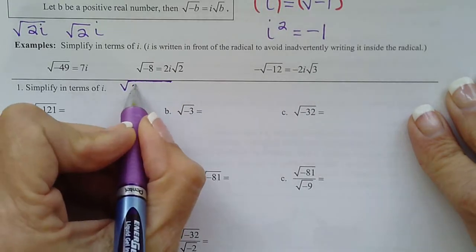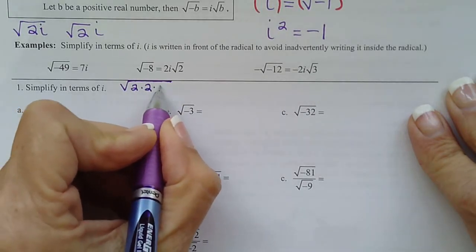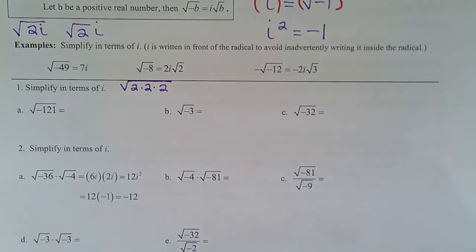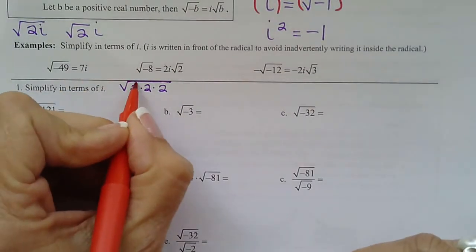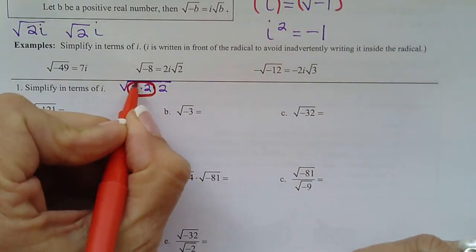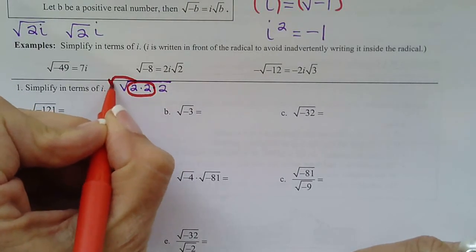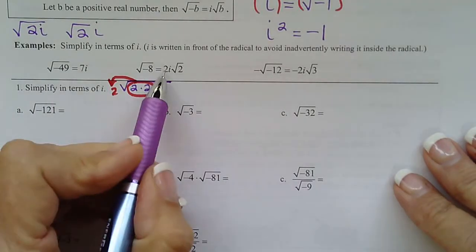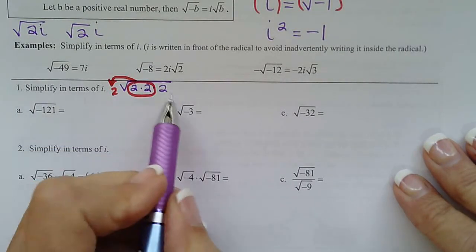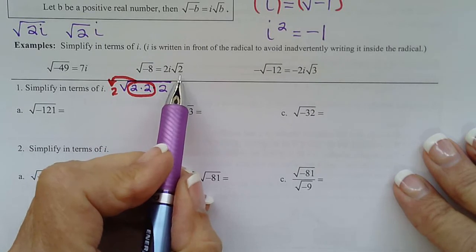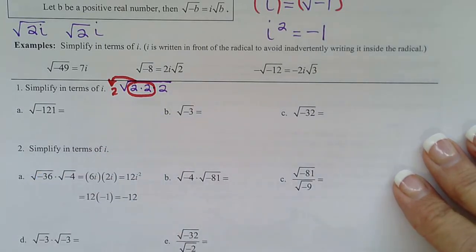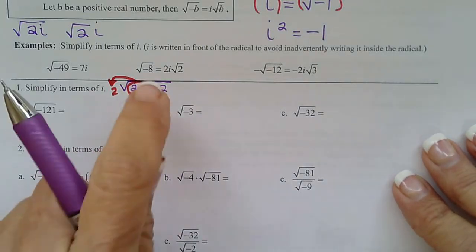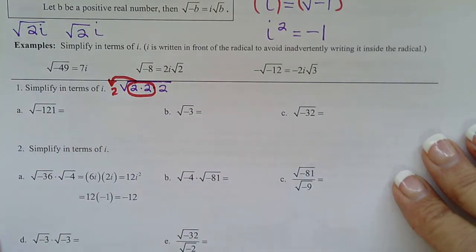The negative comes out as an i. And 8 is 3 twos. 2 times 2 is 4 times 2 is 8. And as we learned previously in the chapter, anytime you have pairs, the pair comes out as a single when it's a square root. So that's where they got the answer: the i from the negative. What's left under the radical? Radical 2. So we break down radical 8 just like we always have, but because of the negative, we're adding that i in.